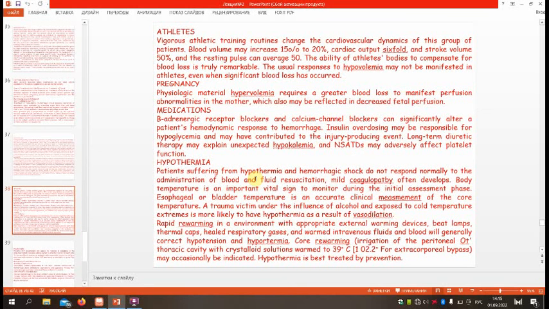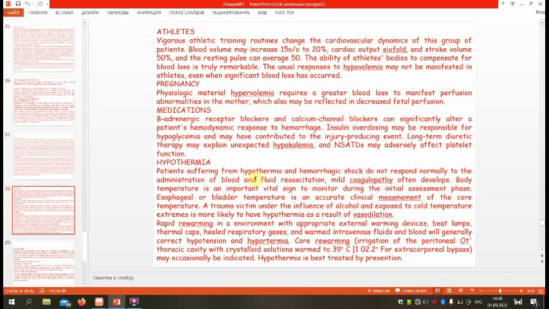Athletes. Vigorous athletic training routines change the cardiovascular dynamics of this group of patients. Blood volume may increase 50%, cardiac output sixfold, and stroke volume 50%, and the resting pulse can average 50. The ability of athletes' bodies to compensate for blood loss is truly remarkable. The usual responses to hypovolemia may not be manifested in athletes even when significant blood loss has occurred.